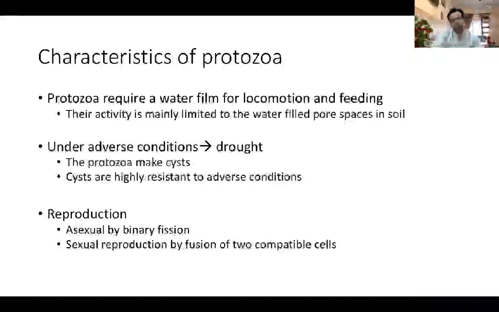Another character is reproduction of protozoa. Protozoa reproduce both by asexual reproduction and by sexual reproduction. The asexual reproduction is by binary fission. Binary fission means the cell divides into 2 by simple cell division. In sexual reproduction, two compatible cells fuse together and make a zygote.